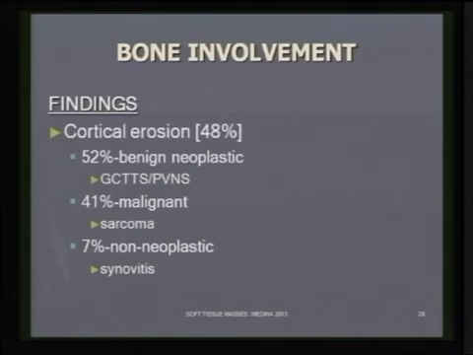Cortical erosion is the commonest type of bone erosion, and we see it commonly in the fingers and toes with giant cell tumour of tendon sheath. When you see cortical erosion in a major bone, though, we do have to think of sarcoma. But again, we can see cortical erosion around joints in non-neoplastic conditions such as chronic synovitis.